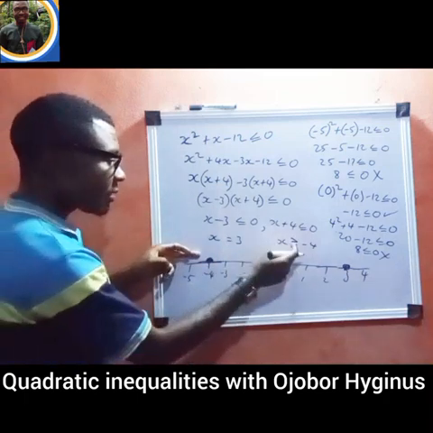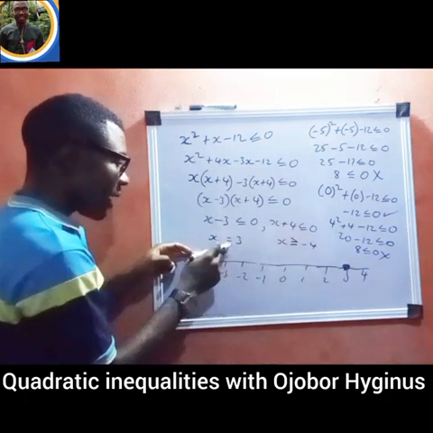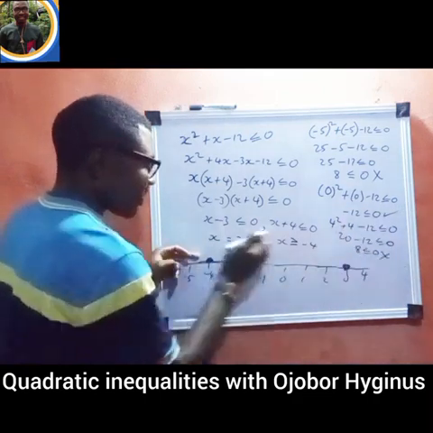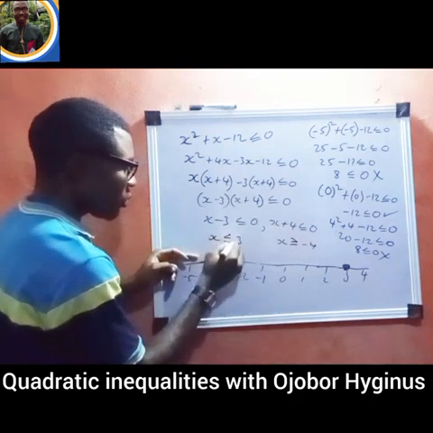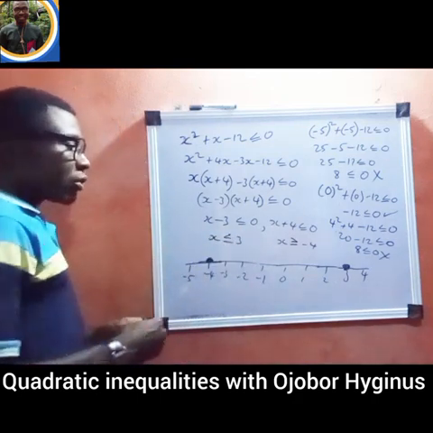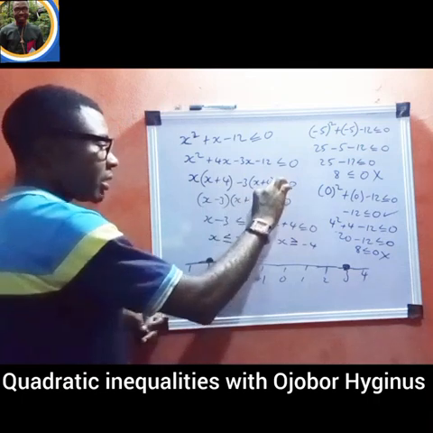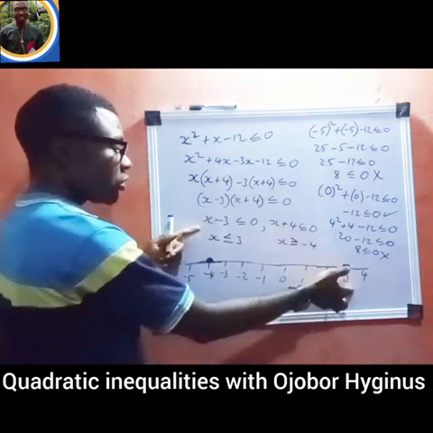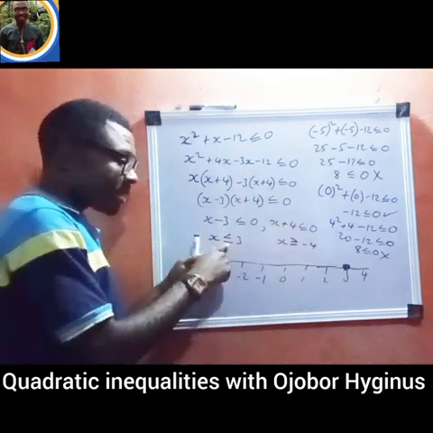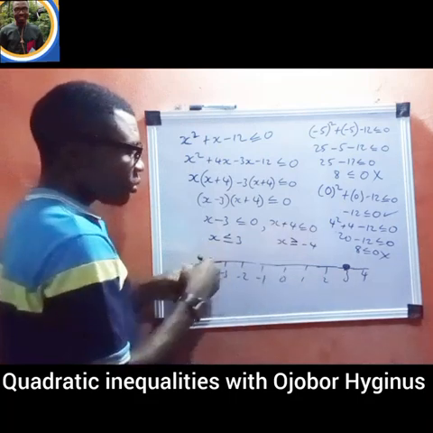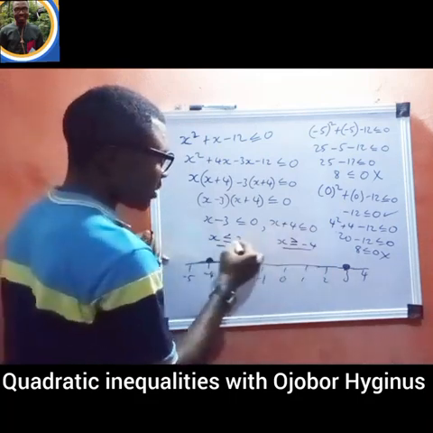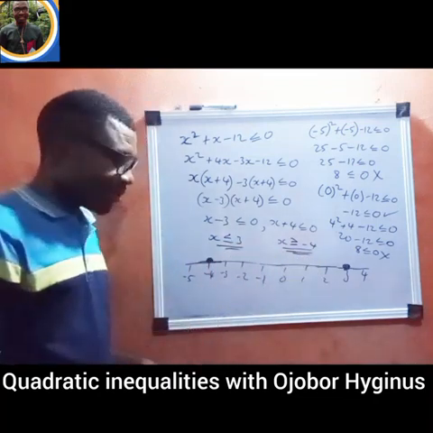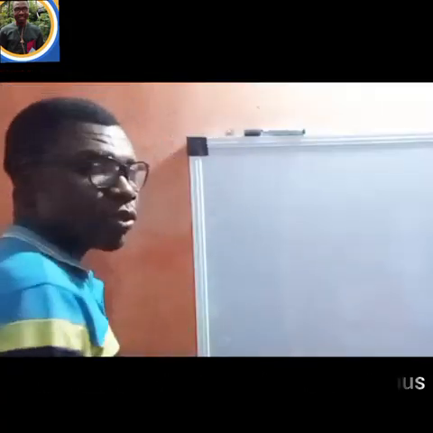So x is greater than or equal to 4, but x is less than 3 because greater than 3 did not satisfy. So this one remains less than or equal to 3. You see that? So this inequality, less than or equal to, does not apply for the two of them. So you can just use this number line to know which one is going to be less and which one is going to be greater. So we have been able to identify that x is less than or equal to 3 or x is greater than or equal to minus 4. So that is it. Let's look at one more.